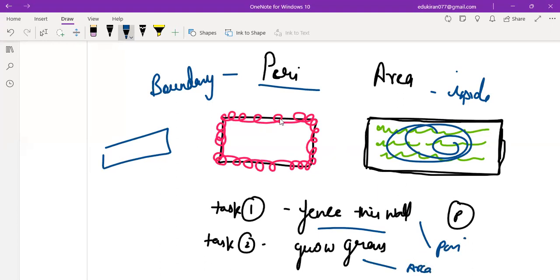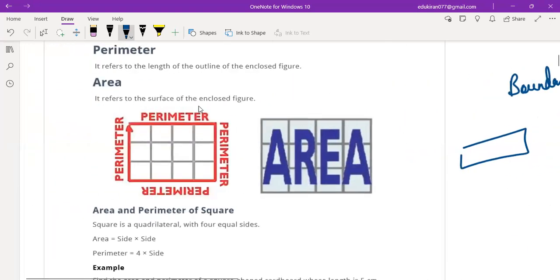Ma'am, can you repeat again? See, perimeter is basically the boundary. So for fencing the wall, you will find the perimeter, right? But area is basically the space inside. So for growing the grass, you will find the area. Clear? Okay, so let's just start.